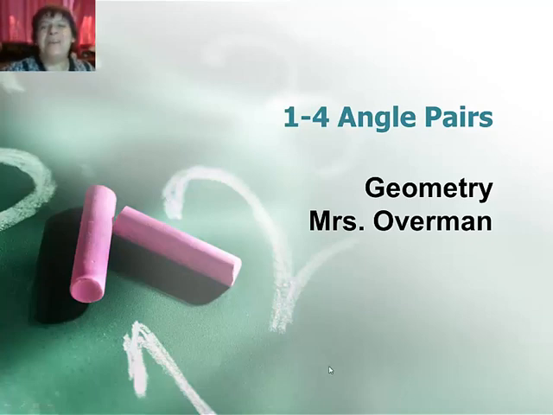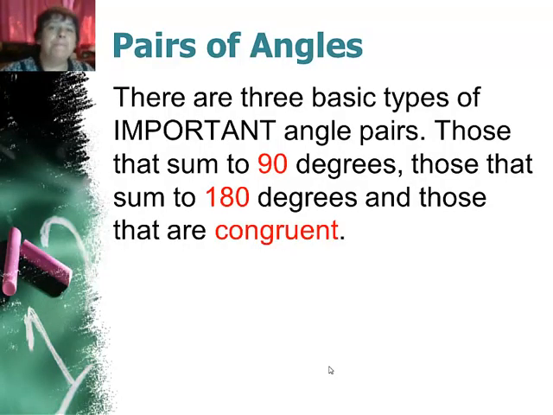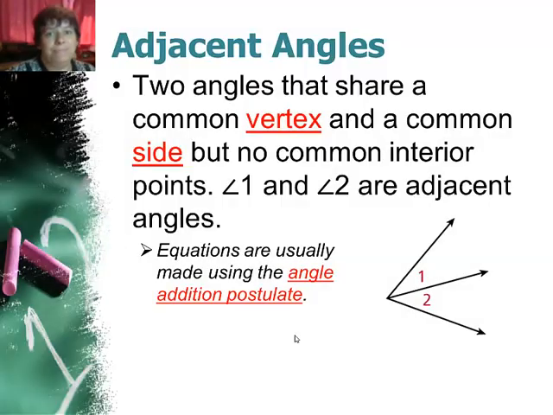Okay, so we are talking about complementary angles and other types of special angle pairs. There are three basic types of pairs of angles you're going to see. Those that add up or sum to 90 degrees, so they make right angles. Those that sum to 180 degrees, so when you put them together, they make a straight line or a straight angle. And then there are certain angle pairs that are actually congruent. They are always equal to each other in size.